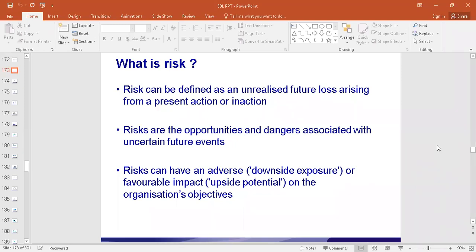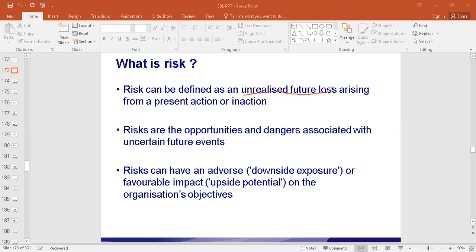How do we define what is risk? So there's a definition given here. Risk can be defined as an unrealized future loss arising from a present action or inaction. So how do we understand this one? Unrealized future loss arising from a present action or inaction.